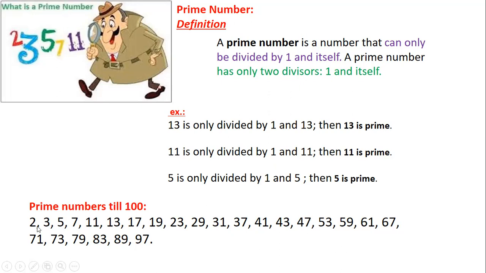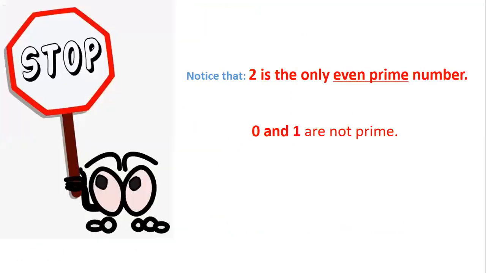As examples of prime numbers less than 100, I want you to memorize the first 7 from 2 to 17. 2, 3, 5, 7, 11, 13, and 17 are the most important prime numbers that will be used in our calculations. It's very important to know that 2 is the only even prime number. We have many even numbers, but the only even prime number is 2. 0 and 1 are not prime. So 0 is not a prime number and 1 is not a prime number.